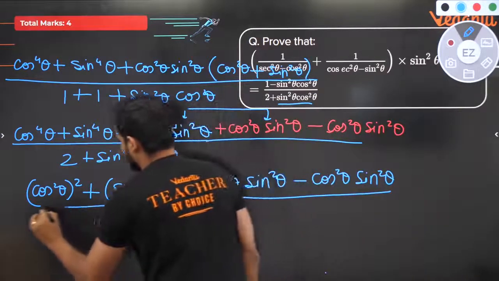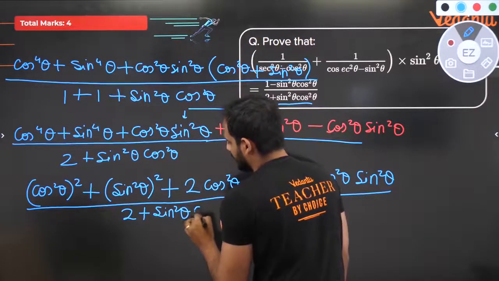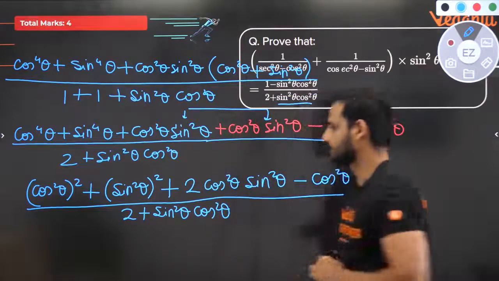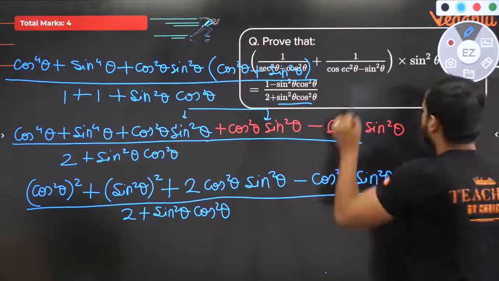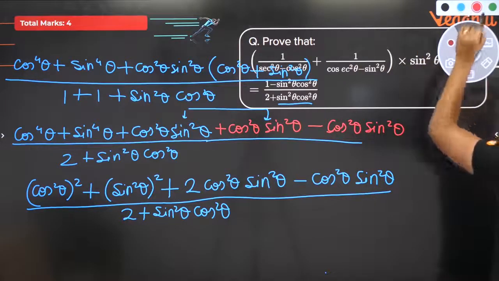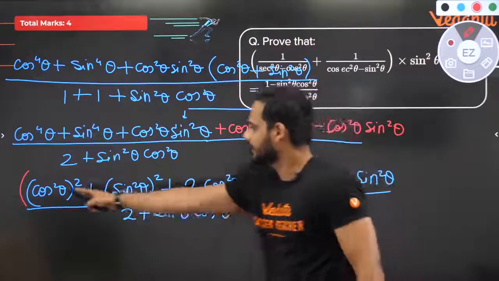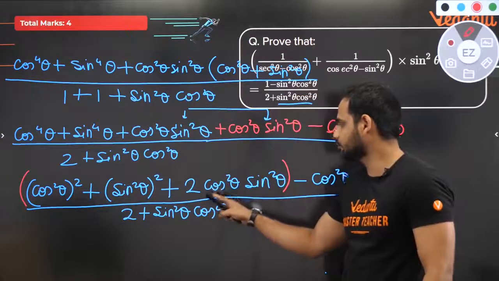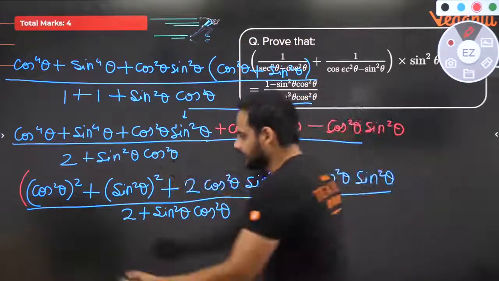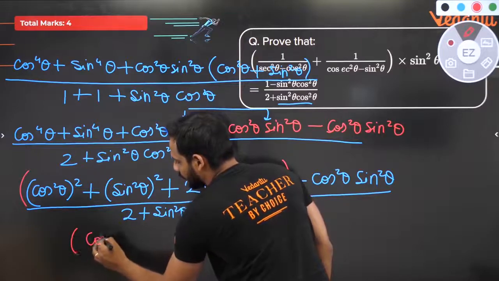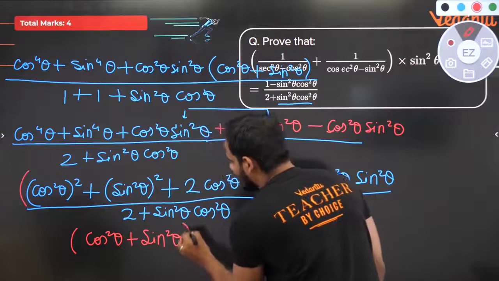Whole divided by, we have 2 plus sin square theta into cos square theta. Now look, only this part. Look at only this part. Can you see? I have created a square plus b square plus 2ab. What does it mean? It means a plus b whole square. So this bracket will become cos square theta plus sin square theta's whole square.